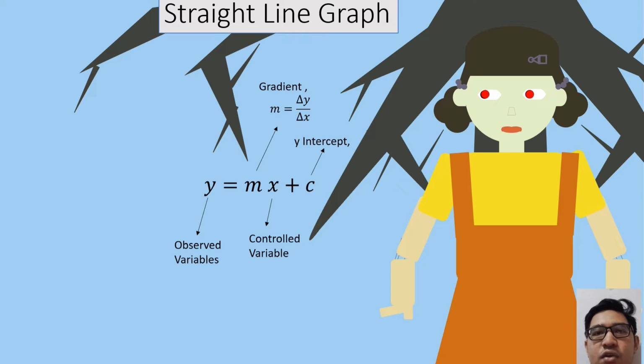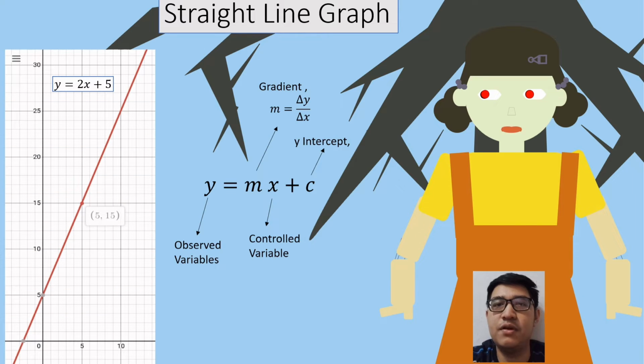Next, x is the control variable and c is the y-intercept, where the graph passes through the y-axis. To find c, we imply the y-intercept happens when x is equal to 0. In this example of the graph, when x increases from 0 to 5, y also increases from 5 to 15. We use the formula to find the gradient and we get m equal to 2. The y-intercept, or c, in this graph is 5. That is why the equation for this graph is y equal to 2x plus 5.